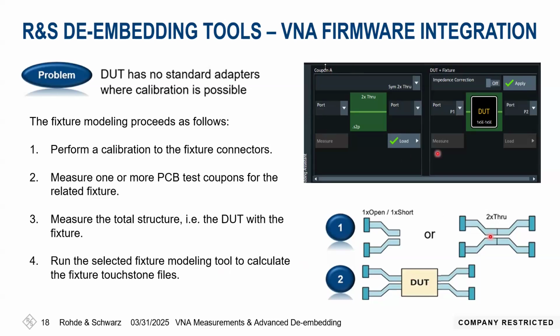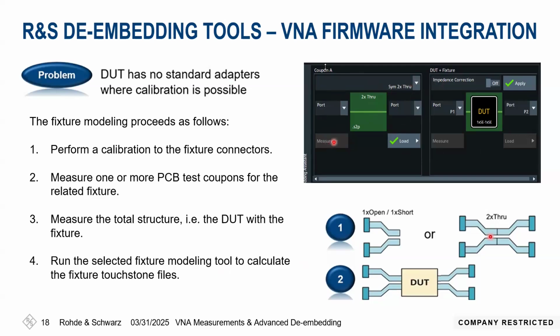So this screenshot over here is from our software de-embedding tool, which is very simple. It's a two-step process. You can select from here what type of coupon you're using.